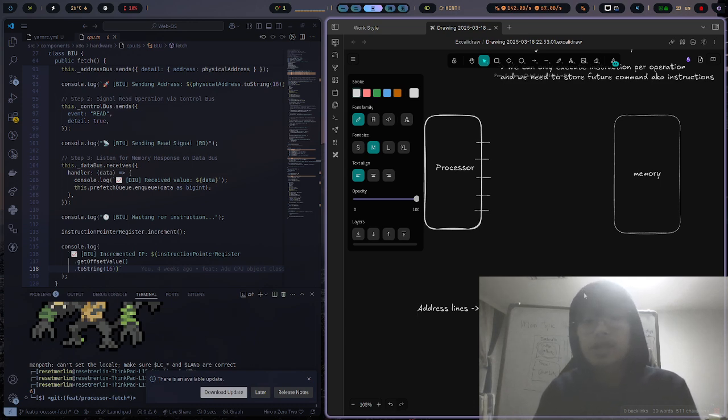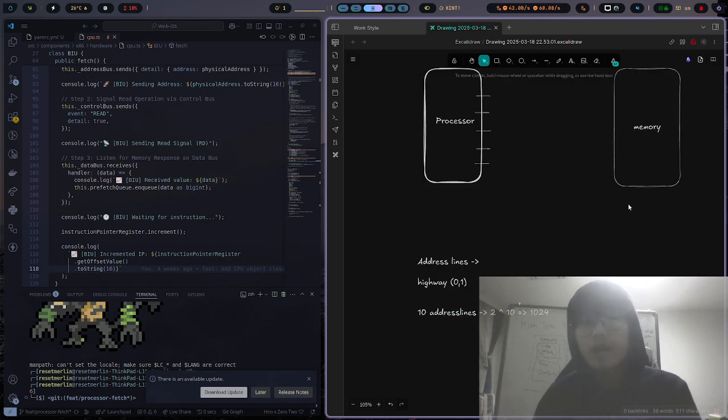Address lines sound really complicated, but it's basically just a highway, or road, that carries only 0 or 1. So if your processor has 10 address lines, that means you can address a maximum of 1024 locations. That's really simple, right?